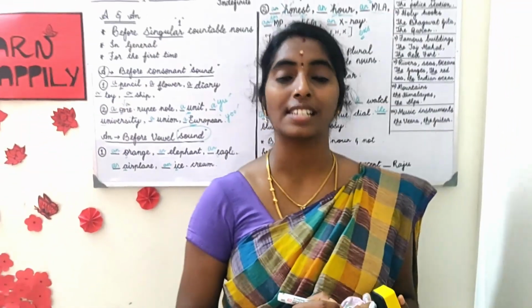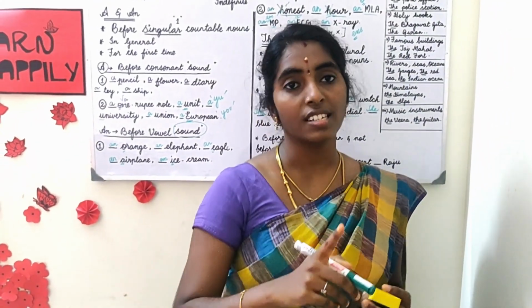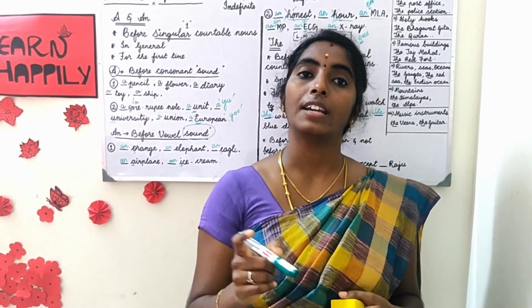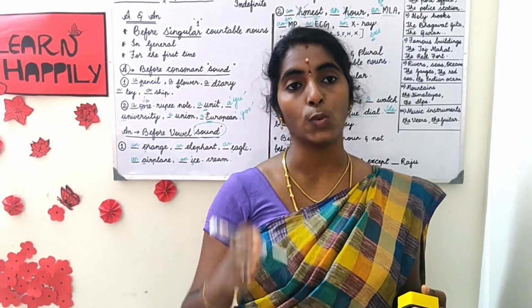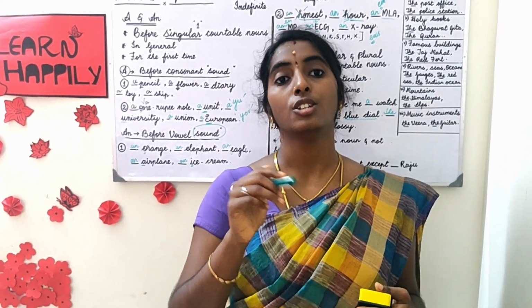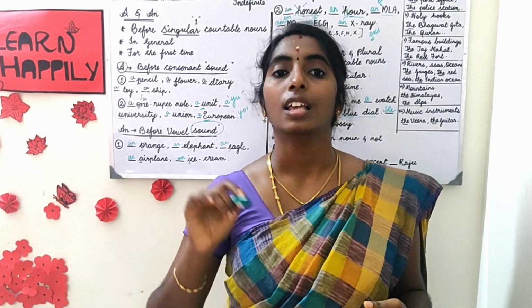So I hope you understand very clearly. For the first time, you should use the article a or an. And for the second time, when you are mentioning it very specifically or particularly, you should use the article the.